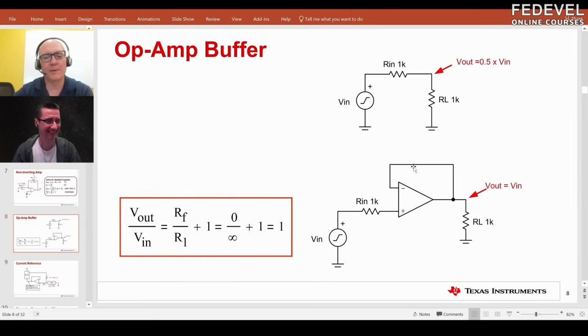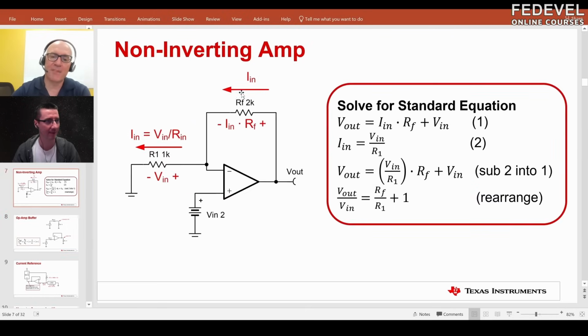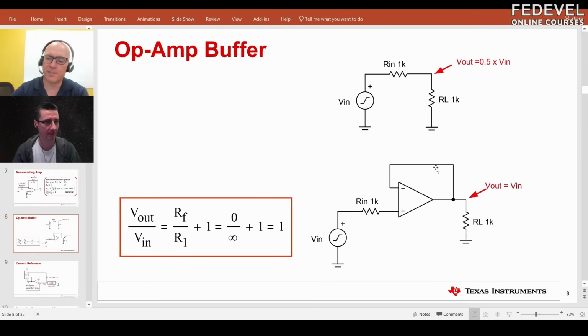Now, the last one is really just the non-inverting amplifier, but a slightly different version of it. In this amplifier, we have RF at 2K and R1 at 1K. What if we made RF 0 ohms and made R1 infinite? Well, RF of 0 ohms over infinite would just come out to 0. And that's what this is. RF is 0 ohms and R1 is infinite, or there's no resistor there. And so RF over R1 plus 1 gives us 1 for the gain.